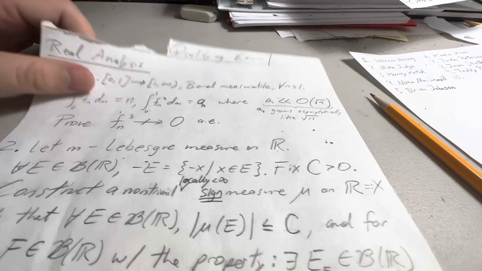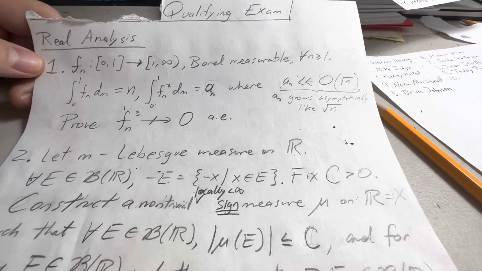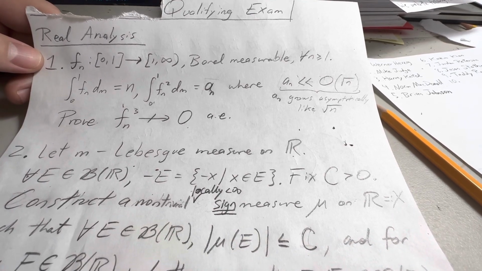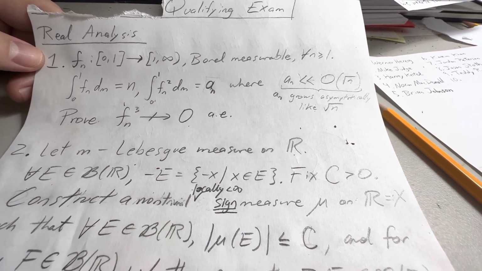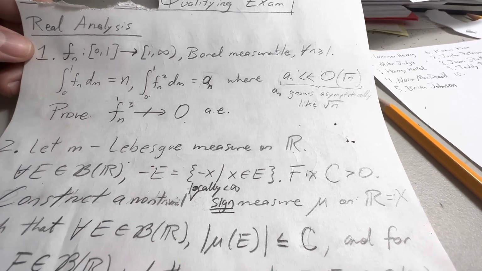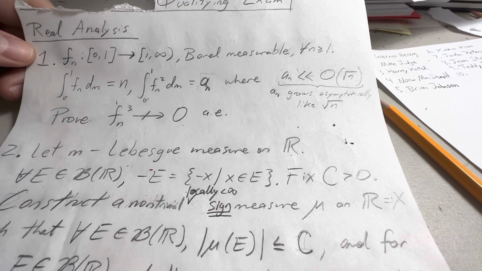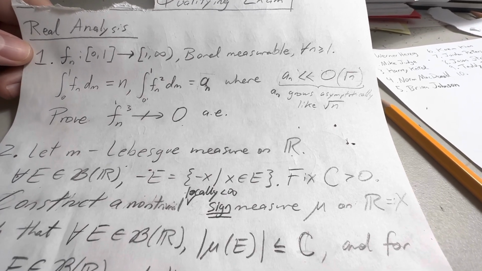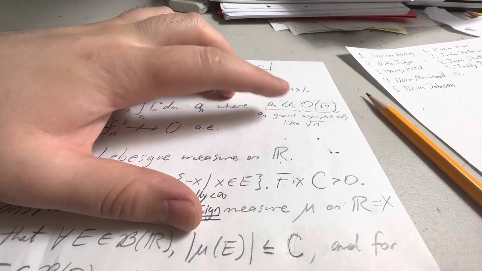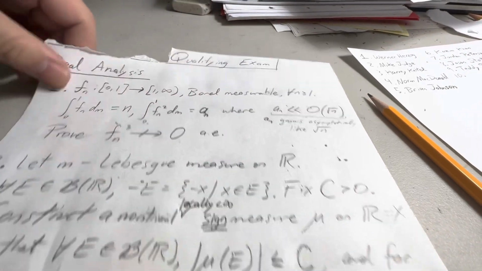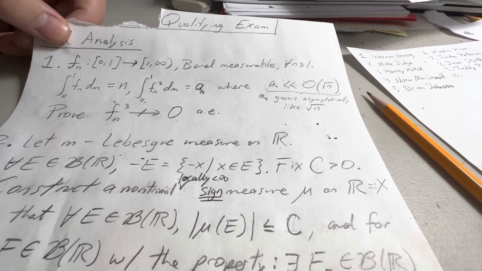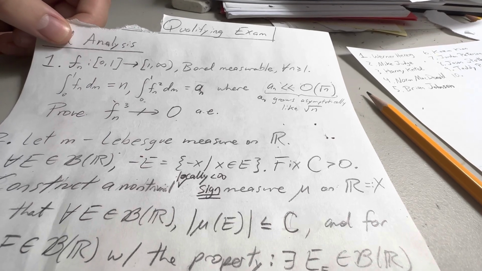Whatever, let's just do these problems. So what does the statement say? Fn is defined on the unit interval, bounded below by 1, Borel measurable. You have the following assumptions on the two integrals, where an is a sequence that asymptotically grows like the square root of n. So I wrote that comment down here in case it wasn't obvious what I meant by this statement up here. We want to prove that Fn cubed cannot converge to 0 almost everywhere. I think this statement makes sense.